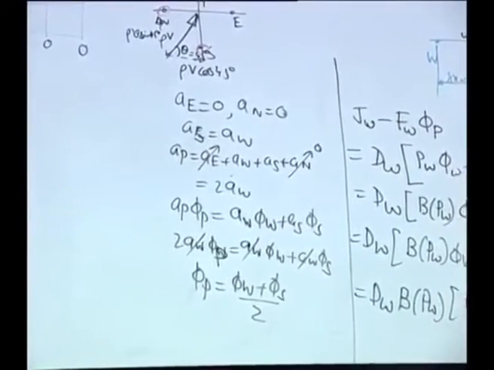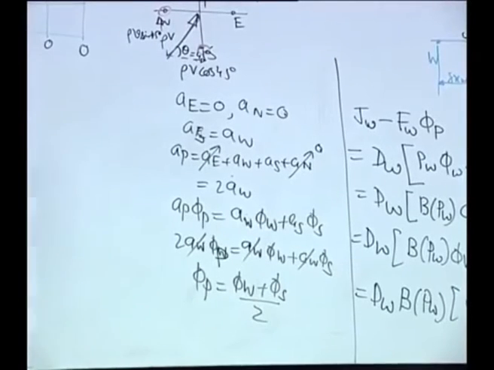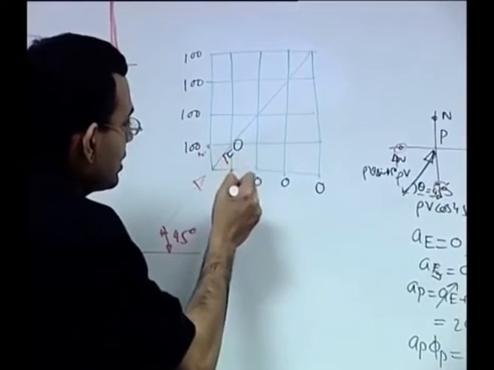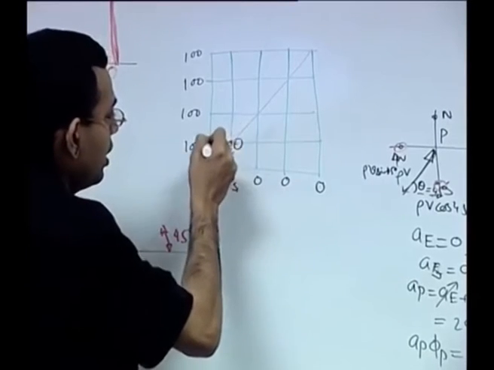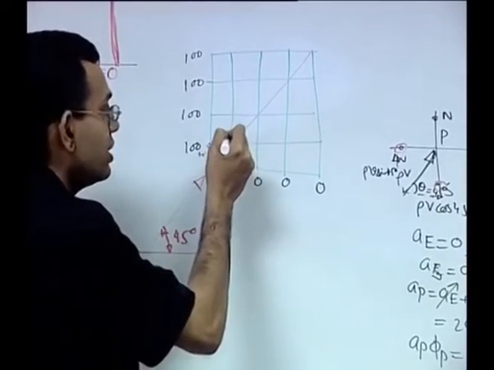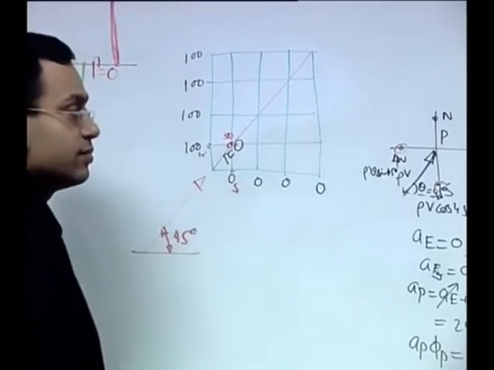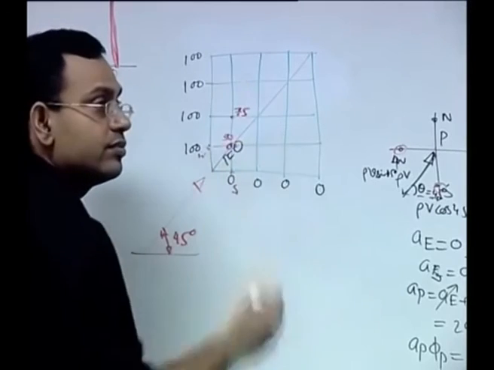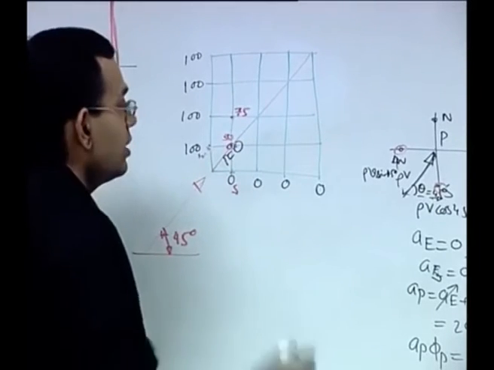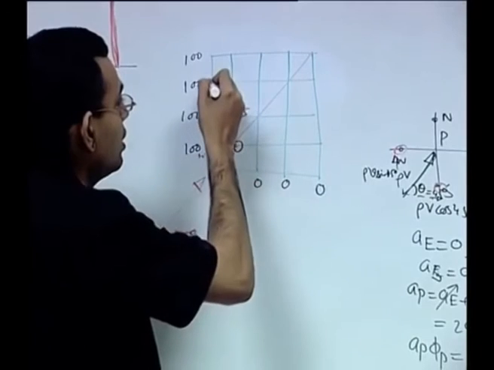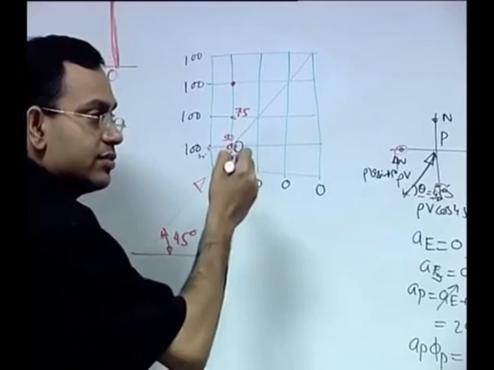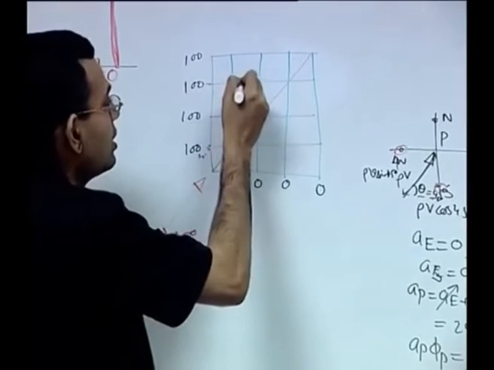So let us see what the implication is. The implication is very interesting. This is like W, this is like S. So this point will be (100 plus 0) by 2, so this is 50. This is 50, this is 100, so this will be 75. Right, (100 plus 50) by 2. Then this is (100 plus 75), 175 by 2. What is it? 87.5.